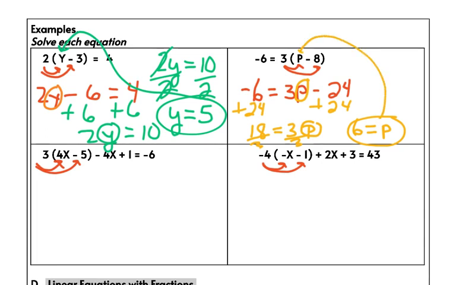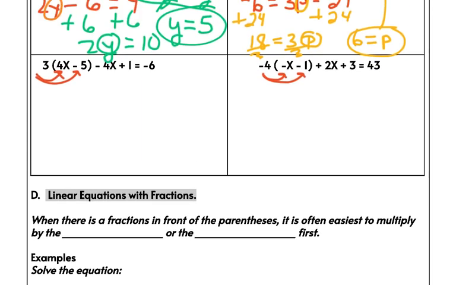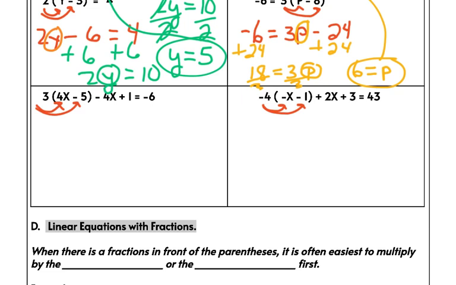Let's go check it. 6 minus 8 is negative 2. 3 times negative 2 is negative 6. Score. We are so good. All right, I would challenge you to pause the video and go try number 3.